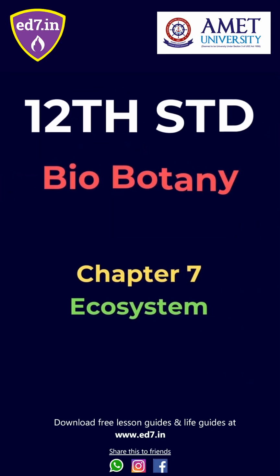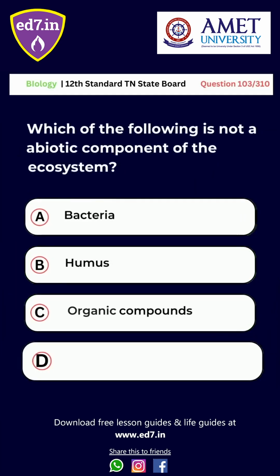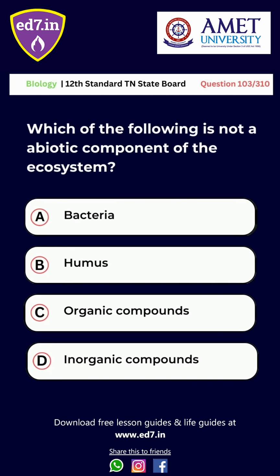Chapter 7, Ecosystem. Question number 103. Which of the following is not an abiotic component of the ecosystem? A, bacteria; B, humus; C, organic compounds; D, inorganic compounds. And the answer is option B.